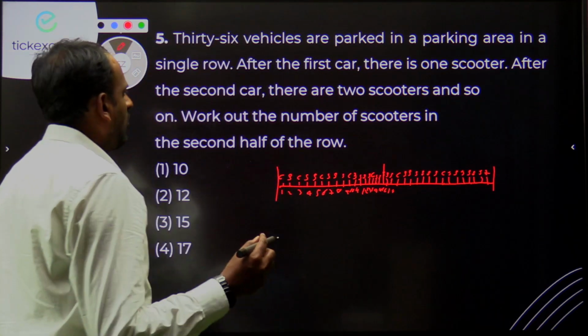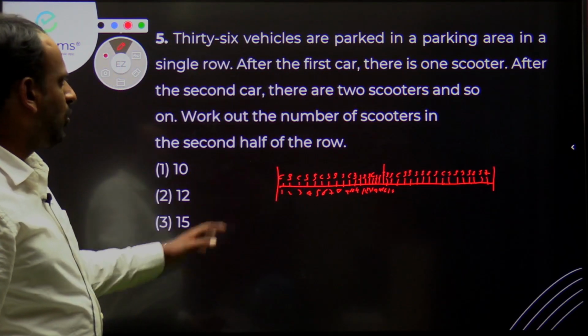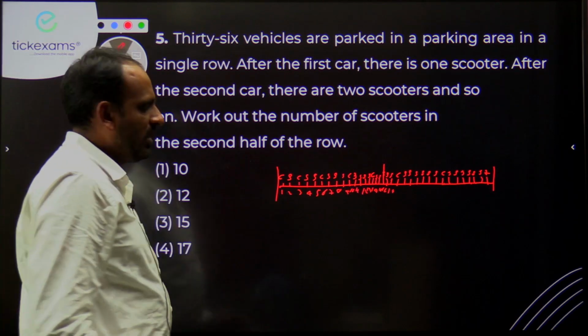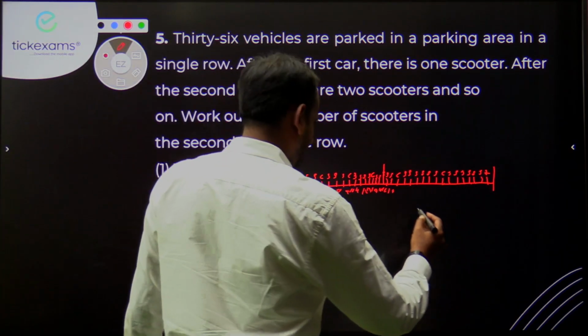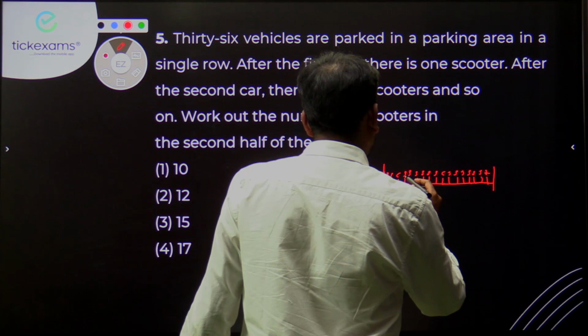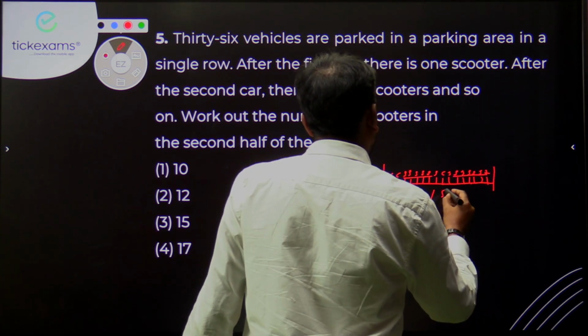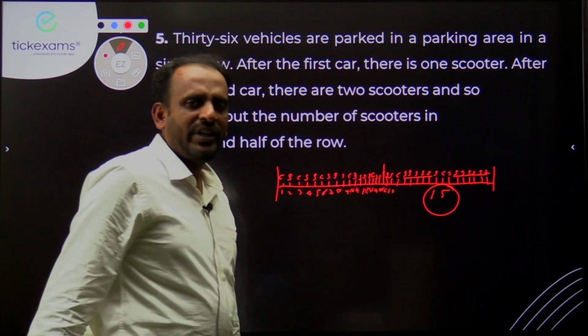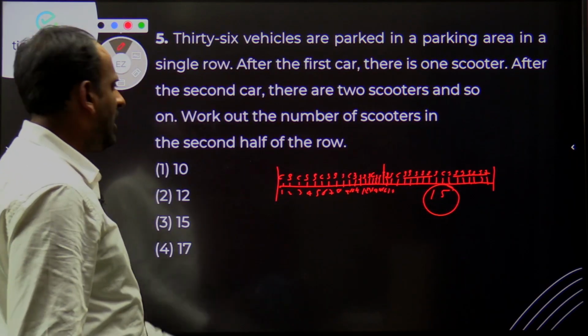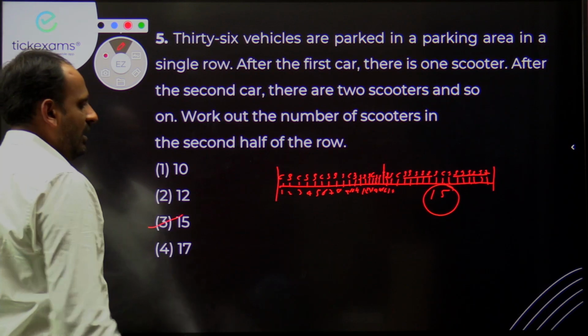So now the question is, work out the number of scooters in the second half of the row. In the second half of the row, we have 2 plus 6, 8, 8 plus 7, 15. So we get 15 scooters in the second half of the row. So option 3 is the right answer.